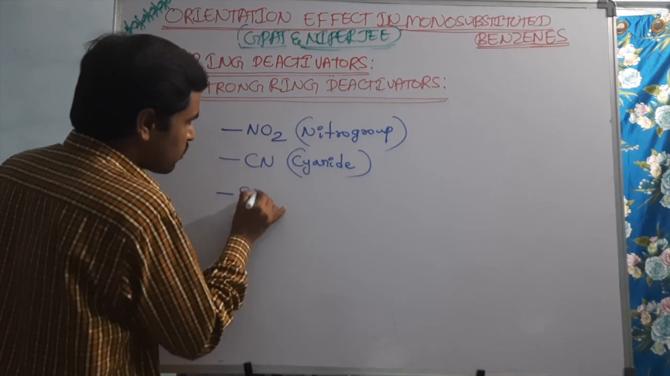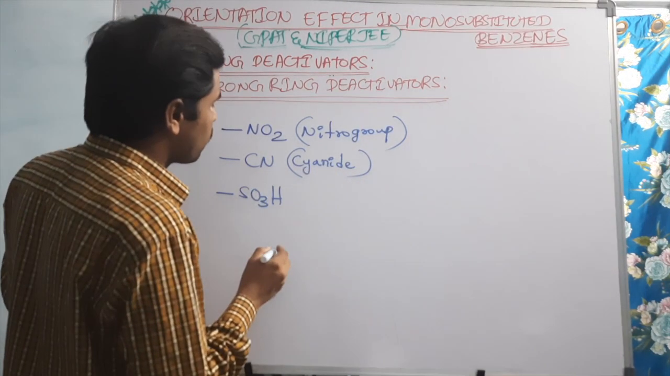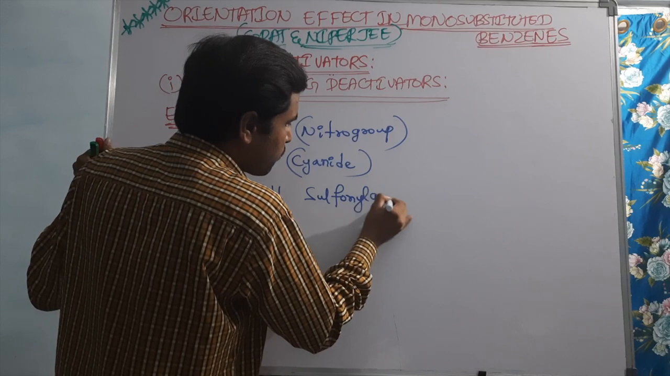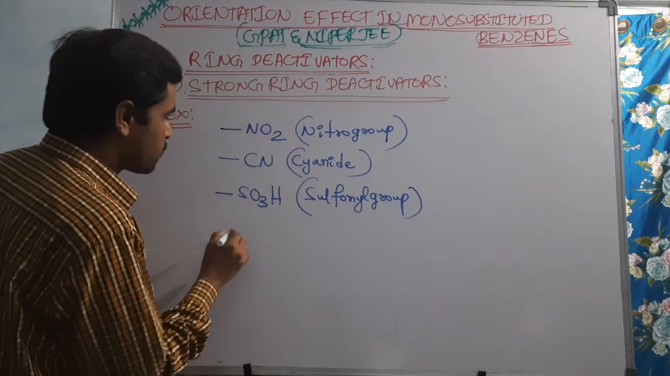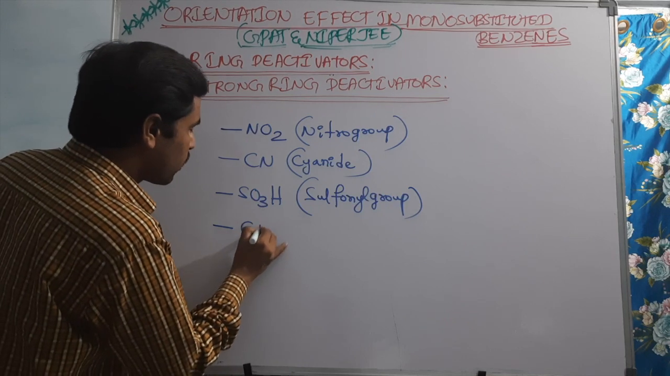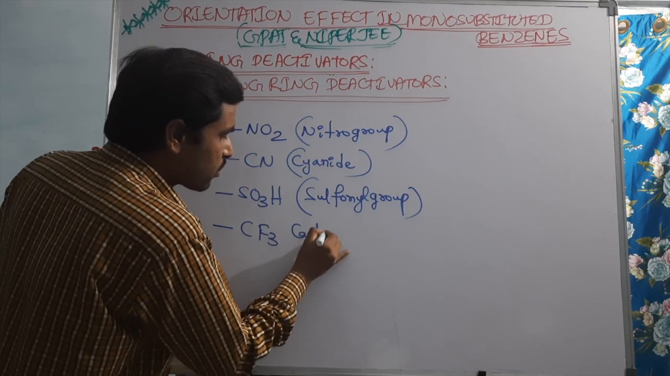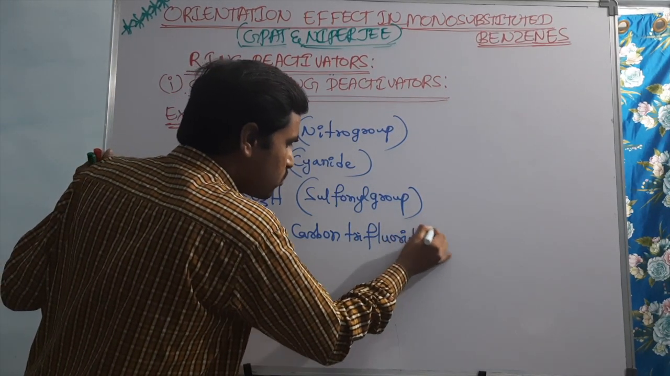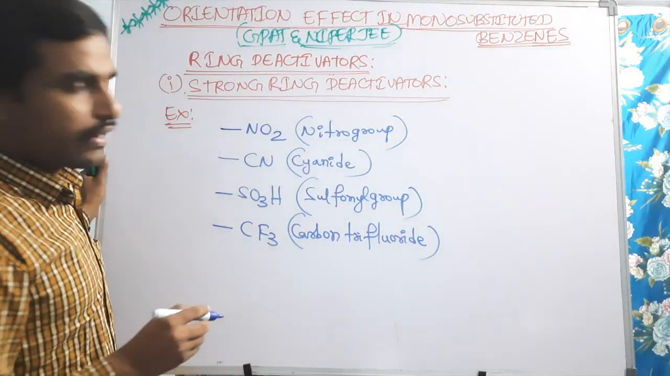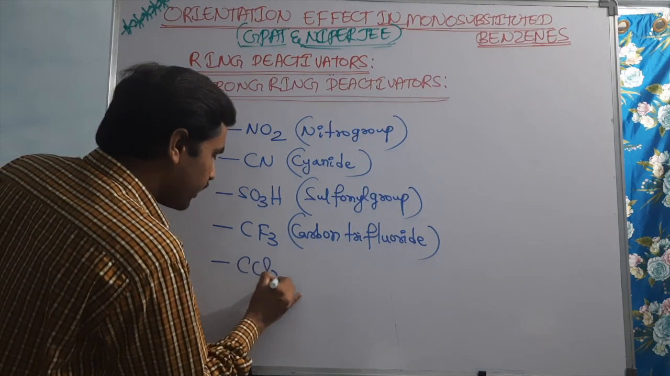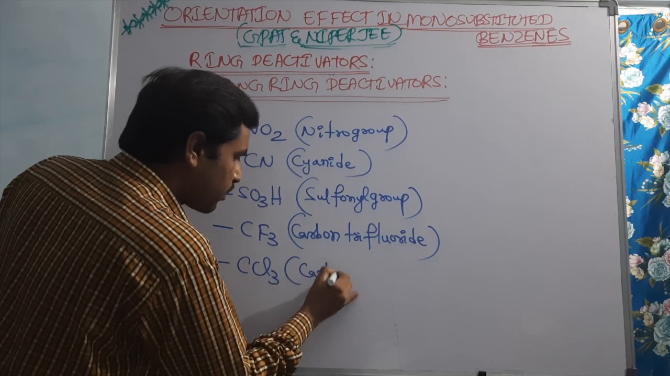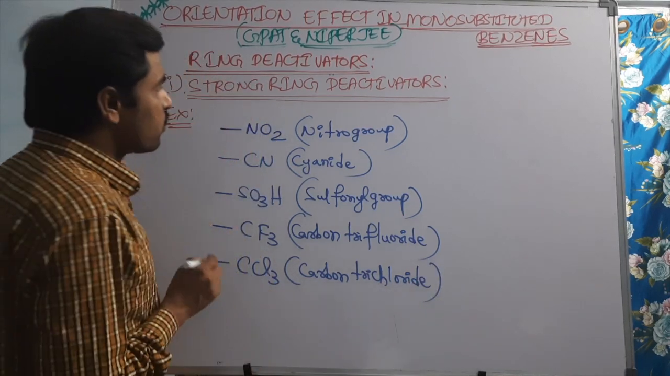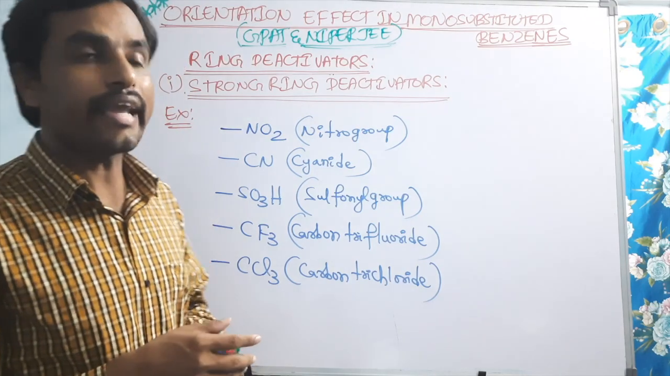Third one is SO3H, that is the sulfonyl group. Next one is carbon trifluoride. This group also can act as a strong ring deactivating group. Carbon trichloride, this group also can act as a strong ring deactivating group.